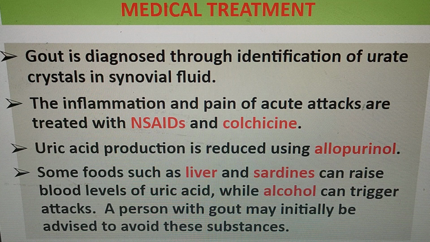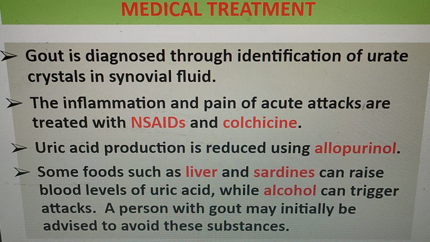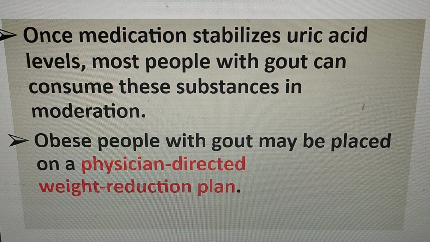Some foods, such as liver and sardines, can raise blood levels of uric acid, while alcohol can trigger attacks. Here you go, guys. If you have gout, refrain from drinking alcohol. A person with gout may initially be advised to avoid these substances. Once medication stabilizes uric acid levels, most people with gout can consume these substances in moderation. Okay, obese people with gout may be placed on a physician-directed weight reduction plan.